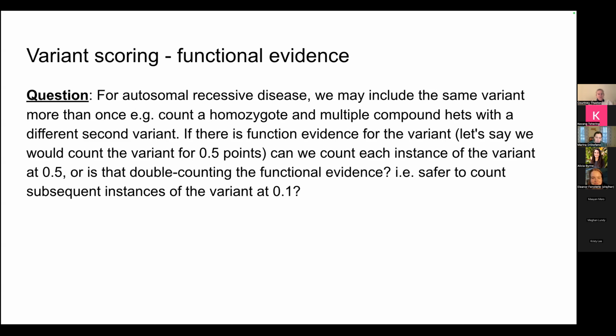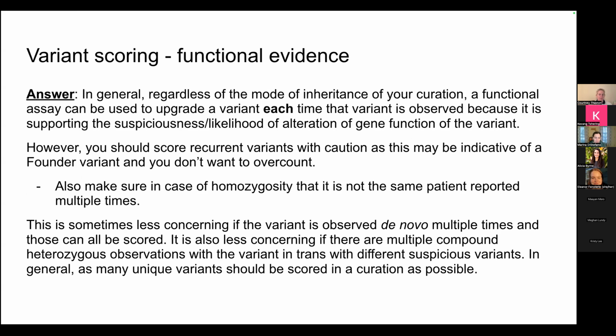If there is functional evidence for the variant, let's say we would count the variant for 0.5 points. Can we count each instance of the variant at 0.5, or is that double counting the functional evidence? I.e., is it safer to count subsequent instances of the variant at 0.1? And so I think this question has a couple things in here that I'd like to unpack, but it's a very good question because I think it does come up in many GCEPs.